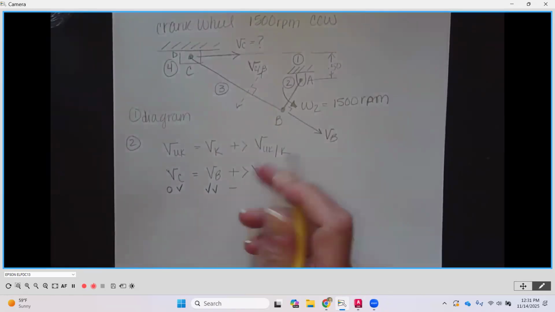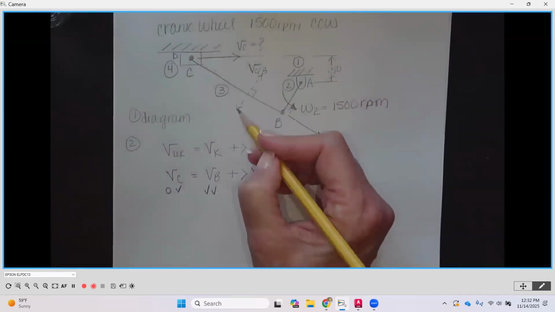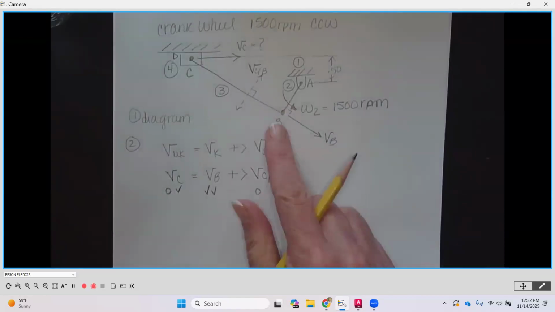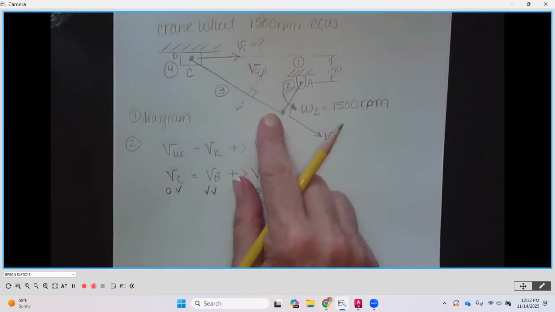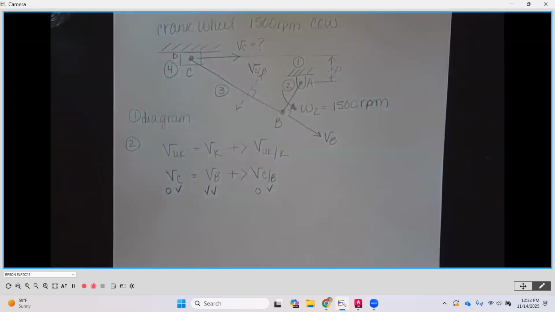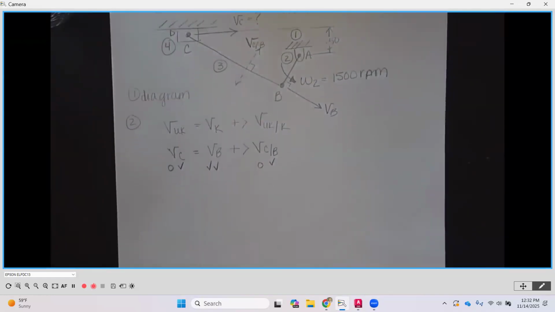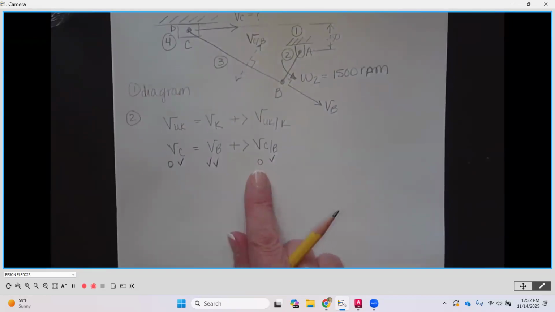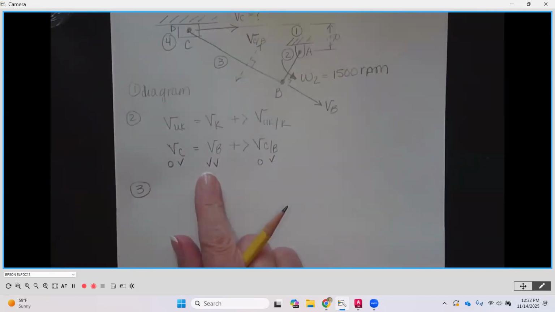And then plus vectorial, oopsie, I don't want to put that in there. The magnitude of C relative to B, we don't know that, but we do know its direction. We know that it's perpendicular to link number 3. So as we can see here, we've got two unknowns in this vector equation, and they're separated one on either side of the equal sign. So format-wise, as far as this equation, we're in good shape. We don't have to do any manipulating or changing, so we can leave it just like this. But we do need to calculate that magnitude of the velocity of B.